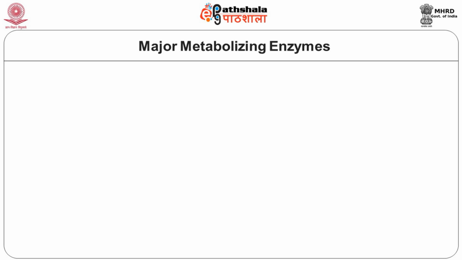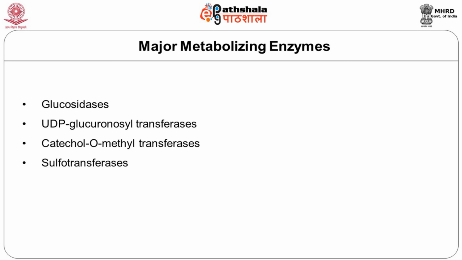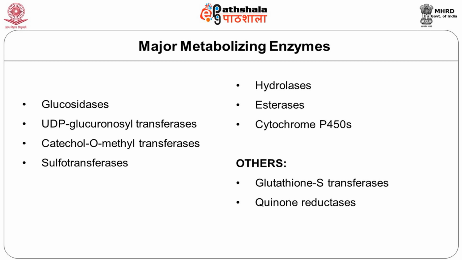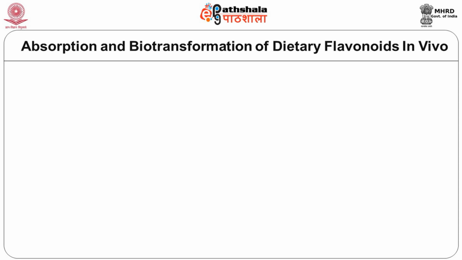What are the major metabolizing enzymes which take part in this phytochemical metabolism? Basically the polyphenols are metabolized in the small intestine, liver, as well as in the colon area. Glucosidases, UDP-glucuronosyltransferases, catechol-O-methyltransferases, sulfotransferases, hydrolases, esterases, cytochrome P450s and others like glutathione transferases and quinone reductases. These are the major metabolizing enzymes which take part in the biotransformation. So, how this absorption and biotransformation of the dietary flavonoids happens in humans, we will learn now.